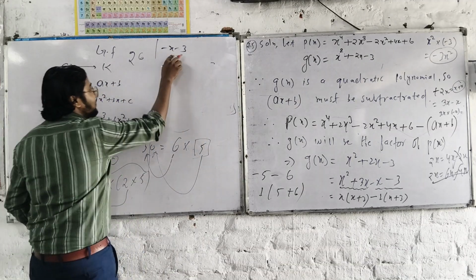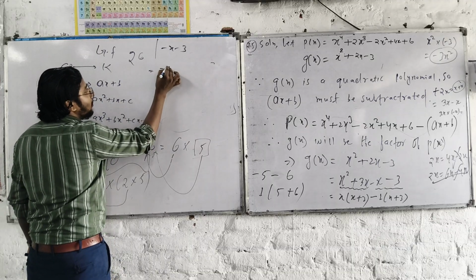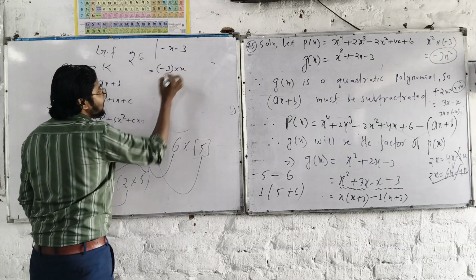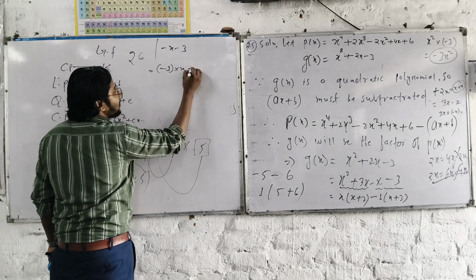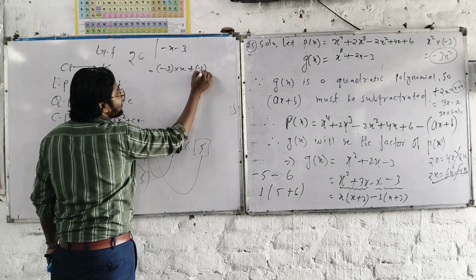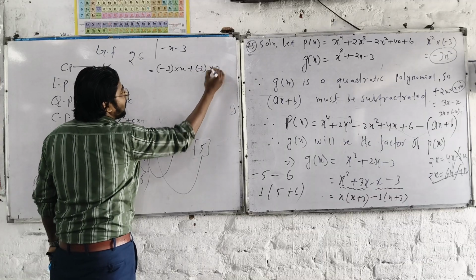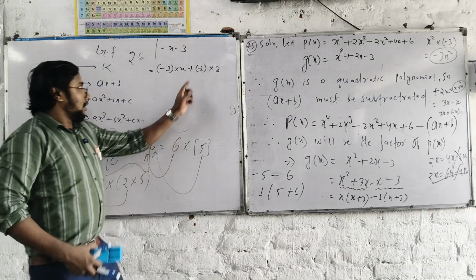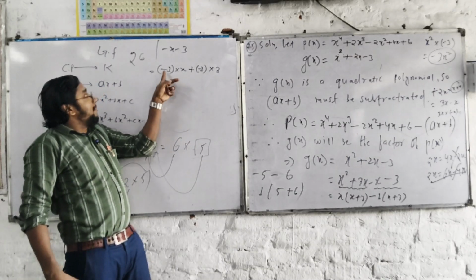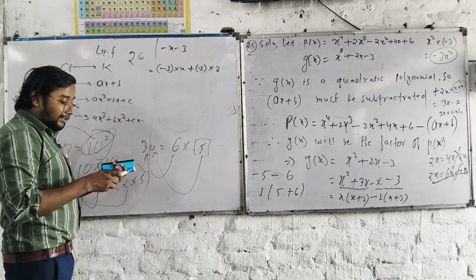You will say, sir, this term can be written as minus 1 multiply x. I can write this. And this term can be written as, sir, plus multiply minus 1, multiply 3. Can we do this? You will say, sir, why can we do this with minus 1? How can we do this?